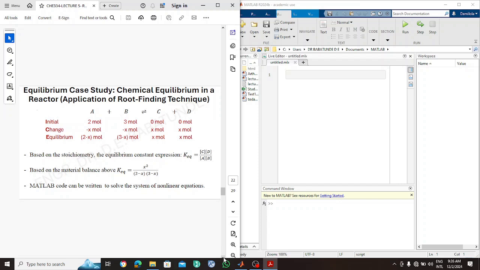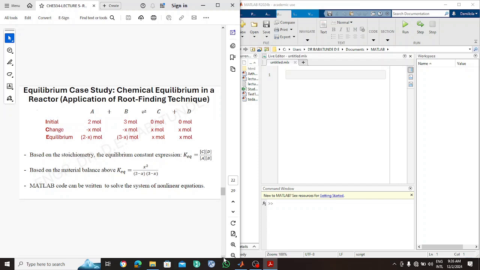Then we said, okay, now the changes have happened. What do we now have in the system at equilibrium? At equilibrium, A is going to be 2 minus X, X that has gone. And B is going to be 3 minus X, X that has gone into the reaction. And for C it is going to be X, because we started with 0, 0 plus X will give you X, and for D it is going to give you that. So that is the equilibrium concentration to an extent.